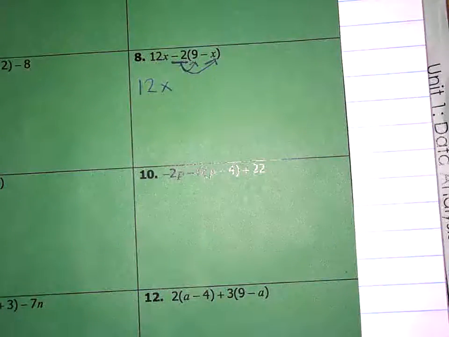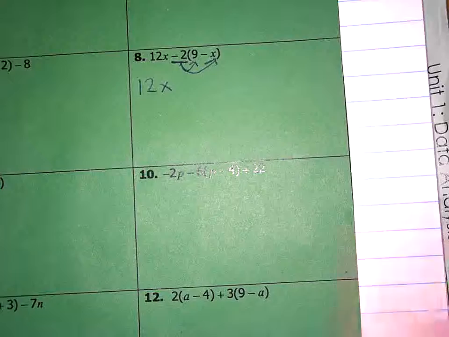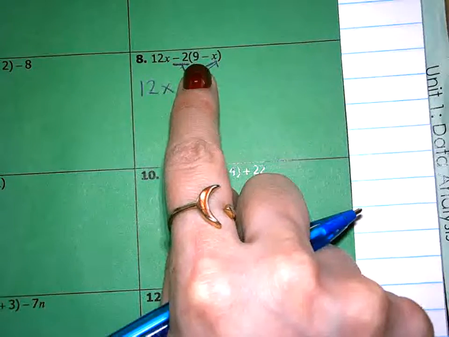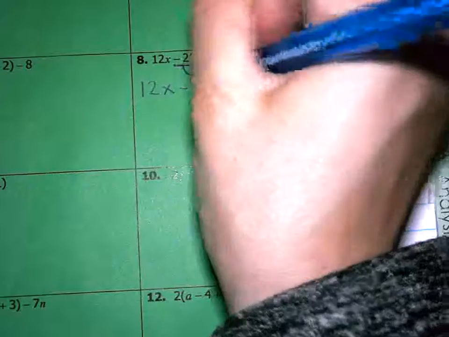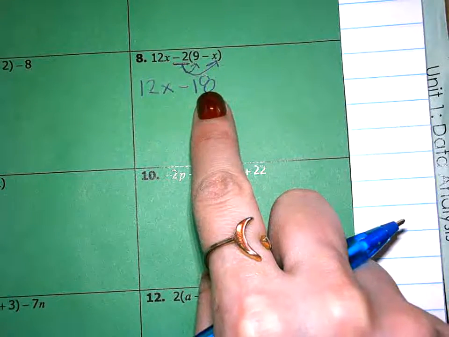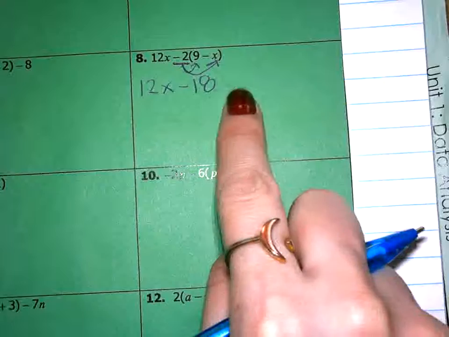So that 12x remains the same. It's going to stay in front because I've done nothing to it. But then when I distribute, negative 2 times 9 is what, everyone? Negative 18, which students always get that part correct. It's the next part we get wrong.